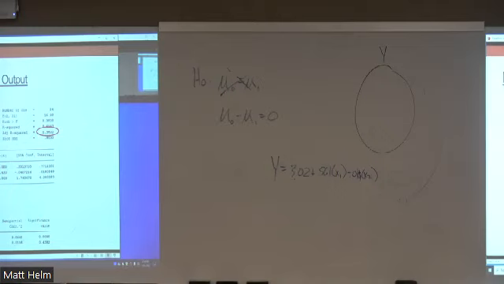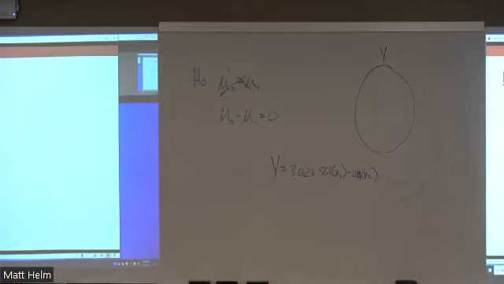Same thing for Stata, just going through and looking at your different outputs. The commands for these are super simple. All right, cool. We'll stop there.